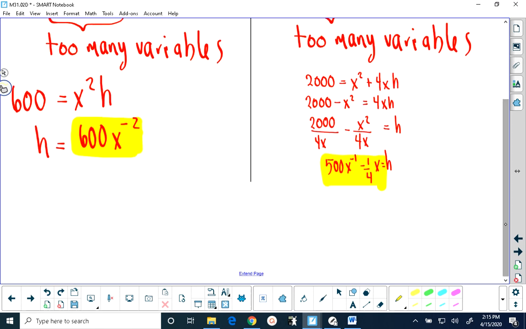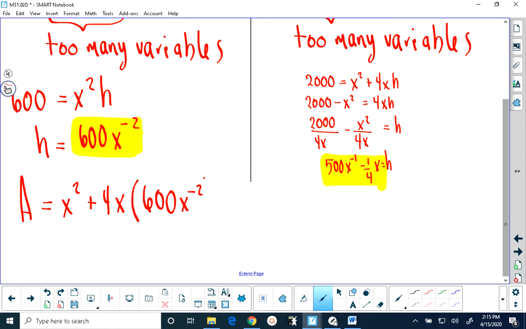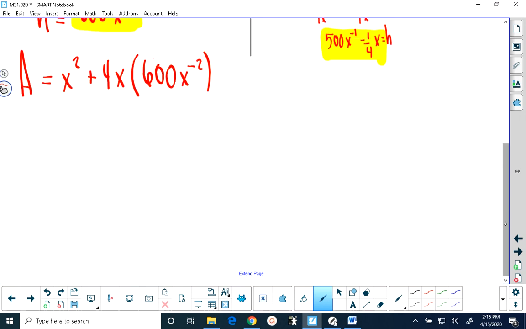For problem 1, I have A equals x squared plus 4xh, but h is 600x to the negative 2. So this isn't going to require a lot of work to finish finding the function that we would use in problem 1. The area will be x squared plus 2400x to the negative 1. So that is the function that we would differentiate in order to solve the problem, which is what the example asked us to find.